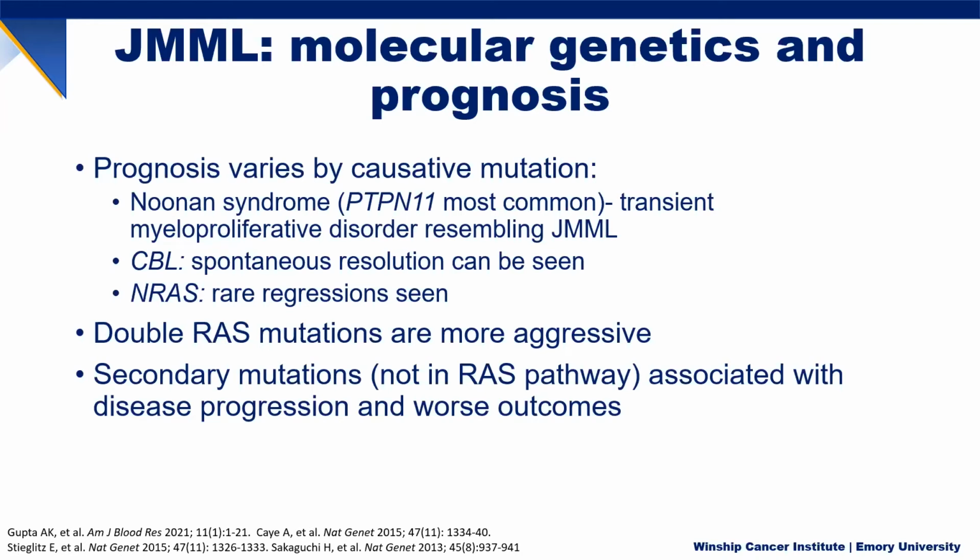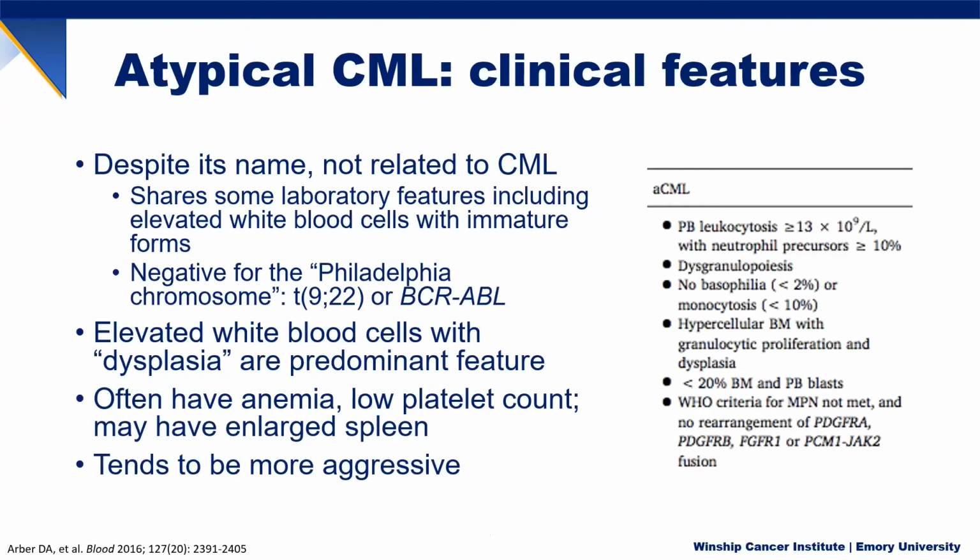Kind of back to the adult syndromes, we'll talk about atypical CML. This got its name because the blood counts look very much like what we see in a disease called chronic myeloid leukemia, or CML. But CML is defined by this abnormal chromosome, the Philadelphia chromosome, part of the 9th and 22nd chromosomes getting stuck together basically. And that's negative and must be so, for example, to diagnose this disease.